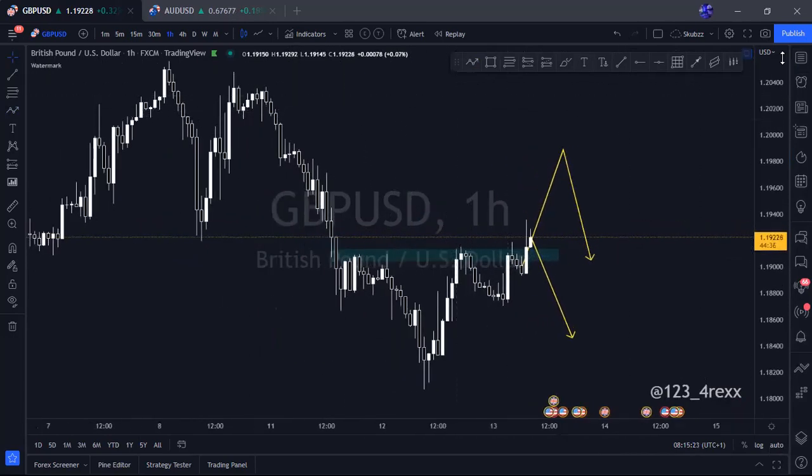EUR/USD, please. Could you look at it? Okay, EUR/USD. Yeah, you guys can drop pairs. You want me to take a look at this? Let's go to EUR/USD and see.